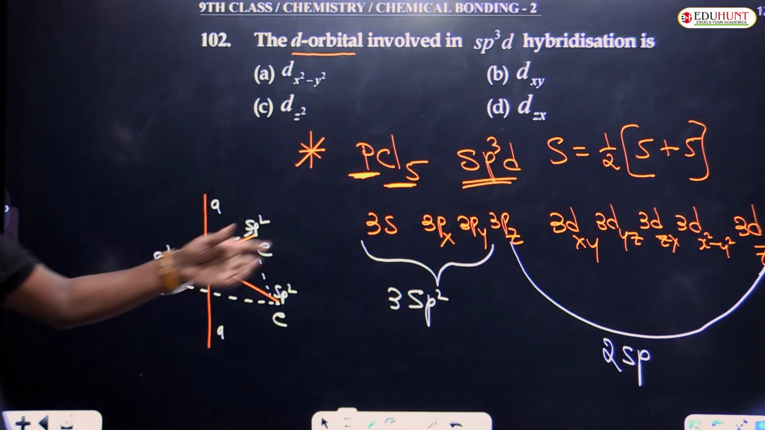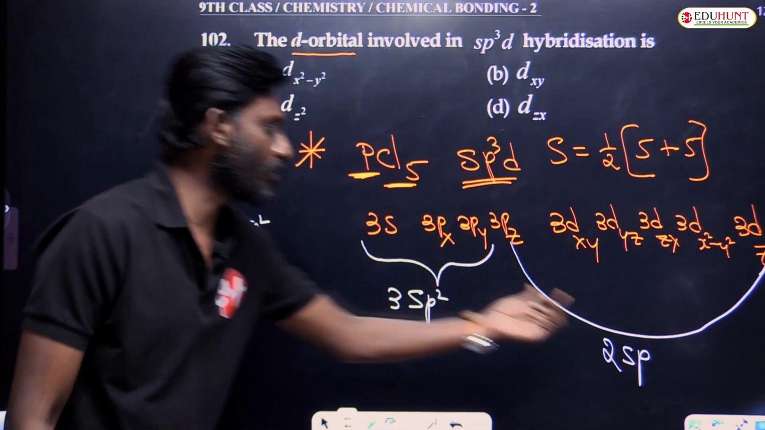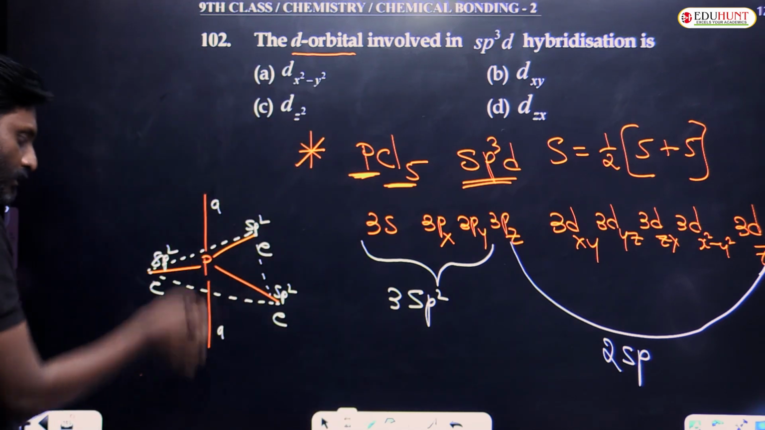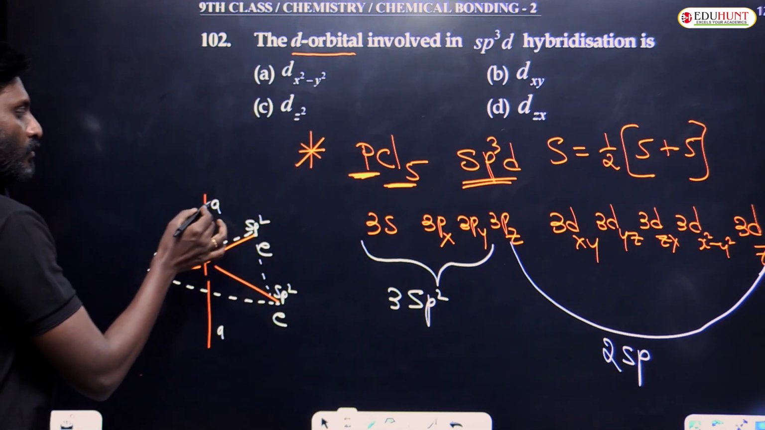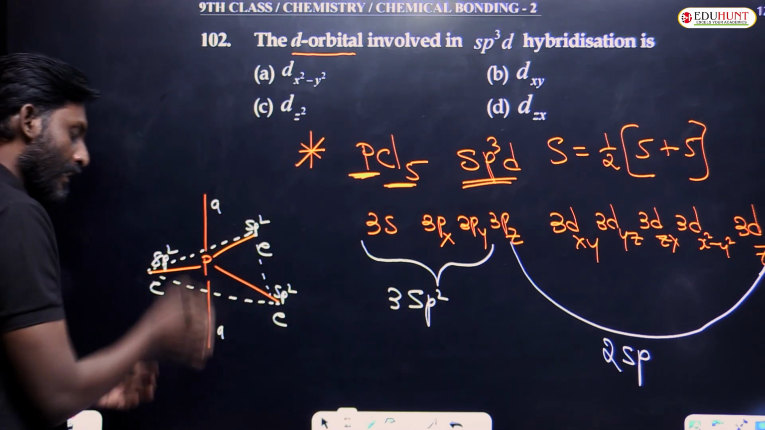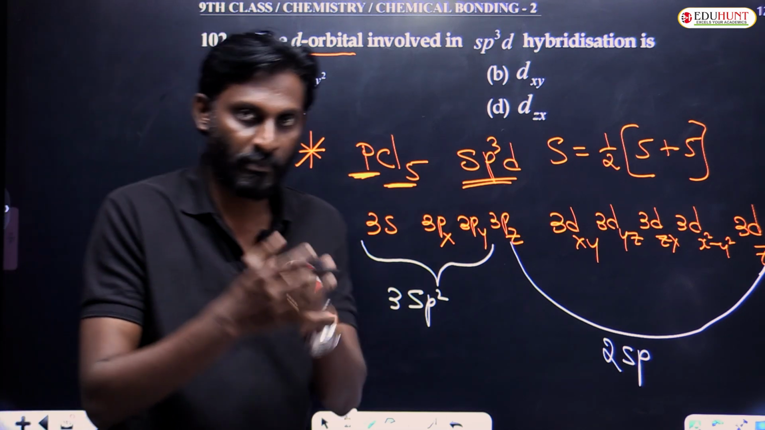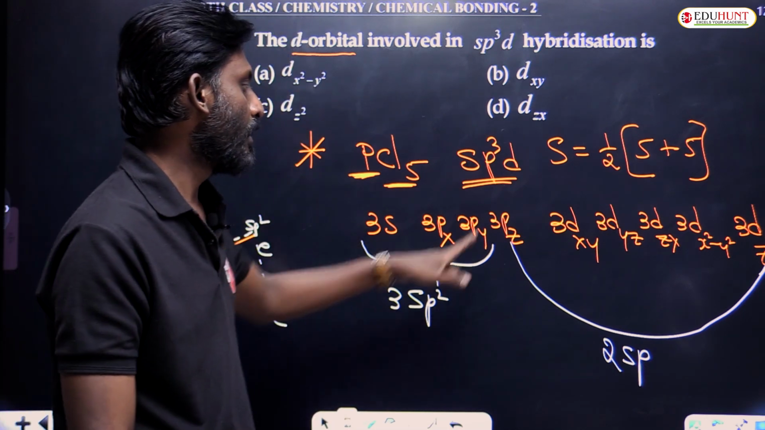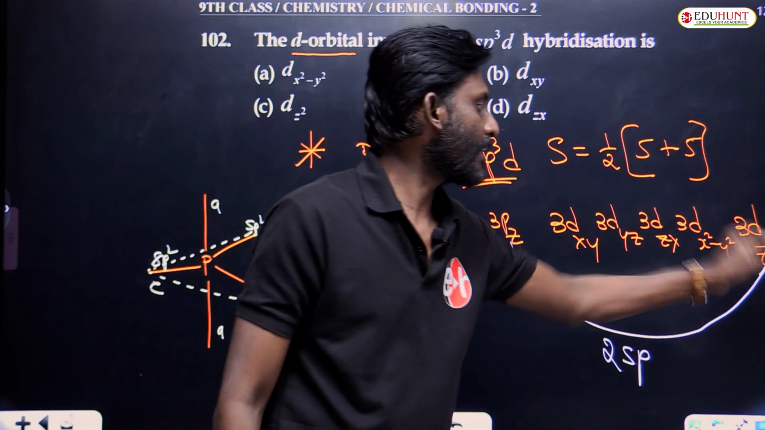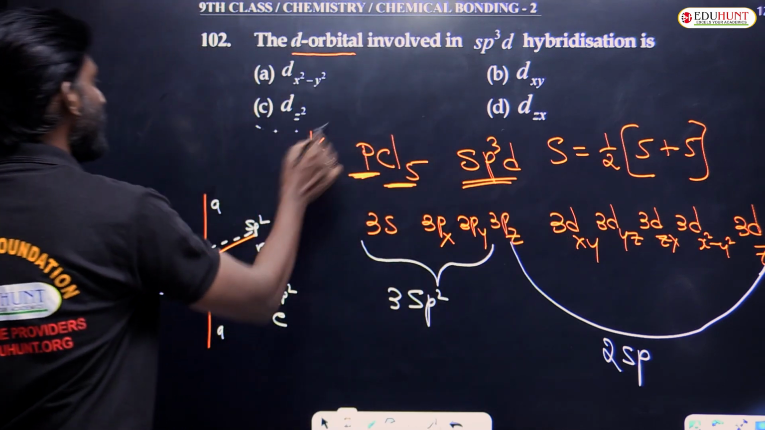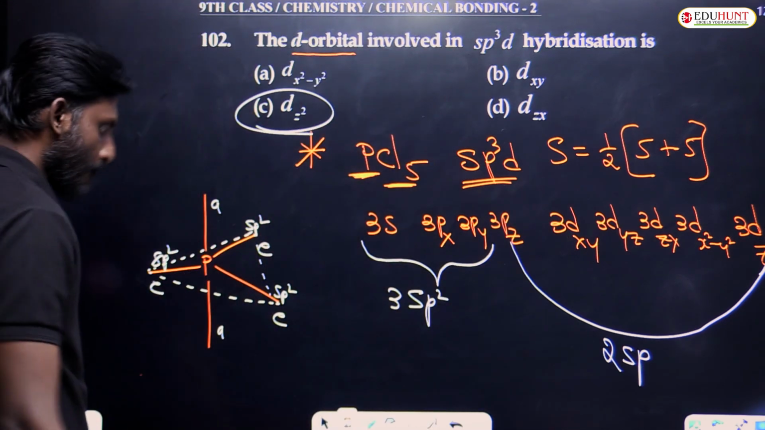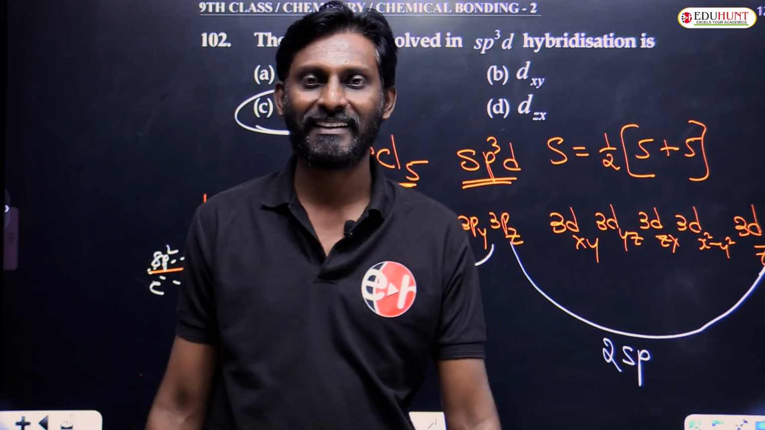So like that you are getting 5: 3 sp2, 2 sp. So these 2 axial bonds or axial hybrid orbitals are formed by the intermixing of pz and dz2. So this is our answer. Okay. I hope you understand. Thank you.